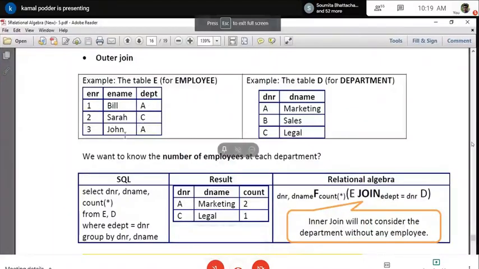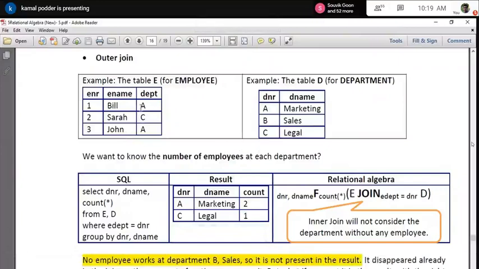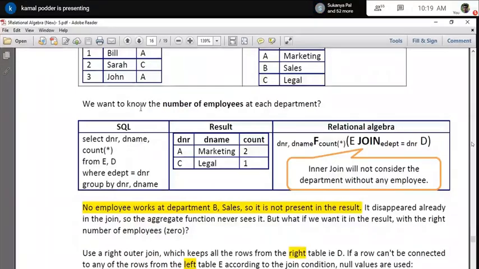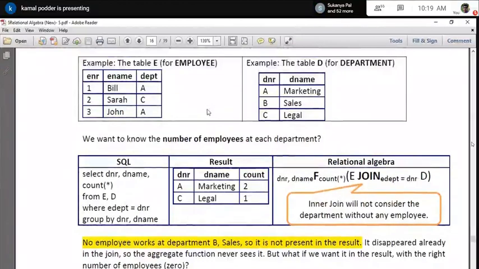Okay. Now, in this case, if you write a plain join and try to find out something, you will get some fruitful result, but all types of results cannot be derived from the inner join. Let's say we want to know the number of employees in each department. What is your expectation? You will get that for A, it will say 1.